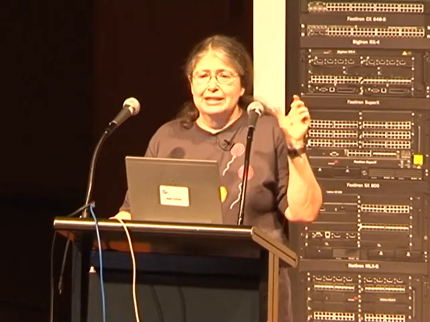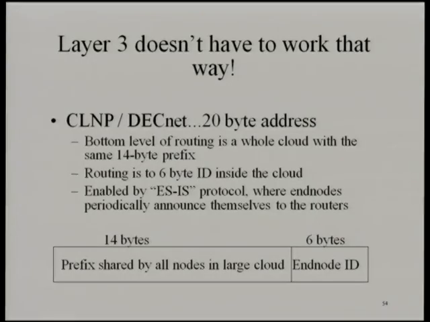The problem is IP is configuration intensive because every link in IP has to have its own address block. So if you want to number your enterprise with IP, you have to chop up your address space. You have to configure the routers with what addresses are on which ports. And if you have a node that moves from one place to another, it has to change its layer 3 address. So, layer 3 does not have to work that way.